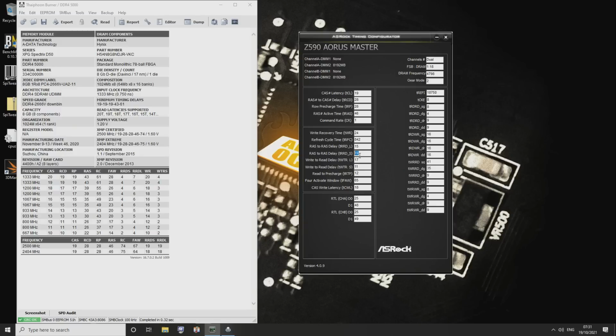You basically start losing performance on that operation relative to JEDEC. And then if we go for TRRDL, that should be at like 12 or 13. So this one should be at 12 or 13. This should be at like 7 or 8.